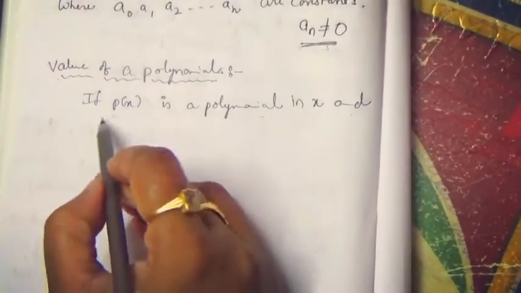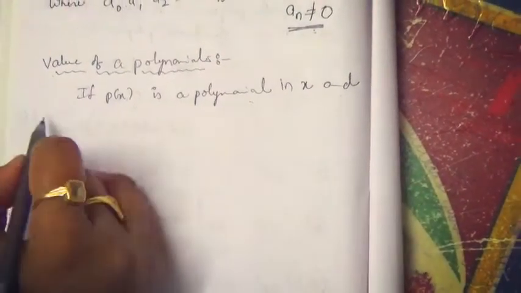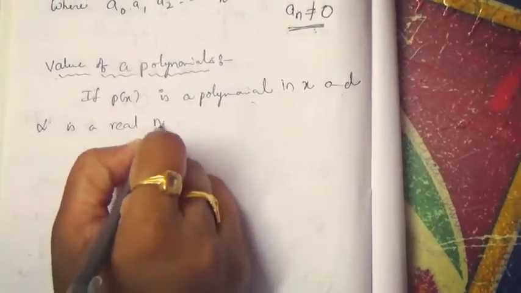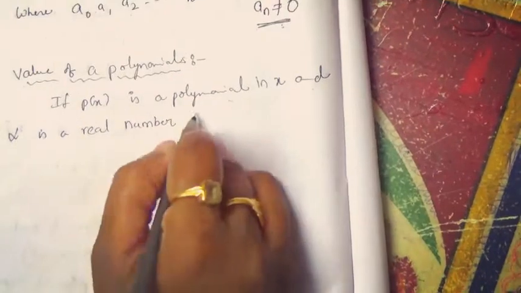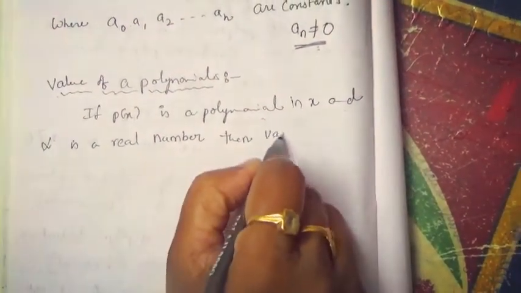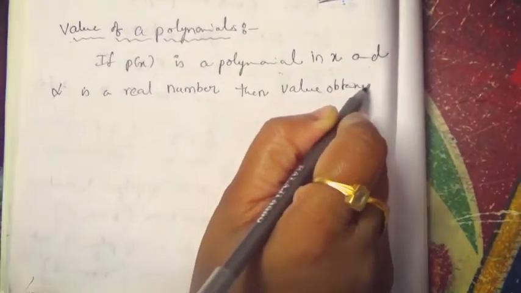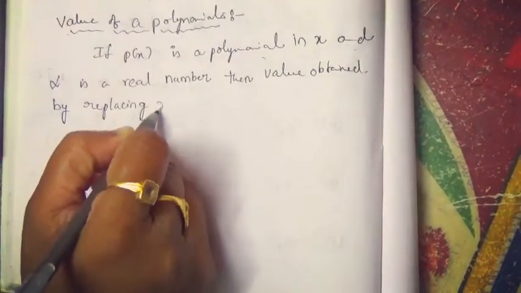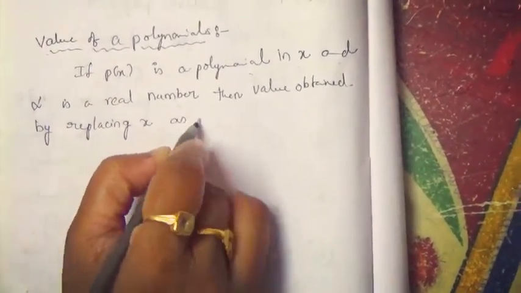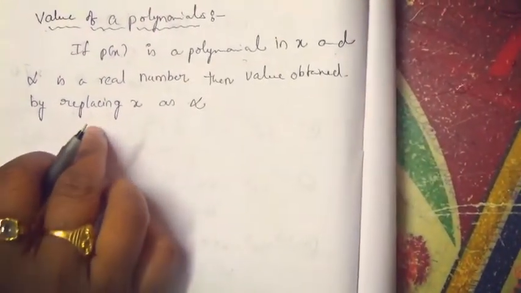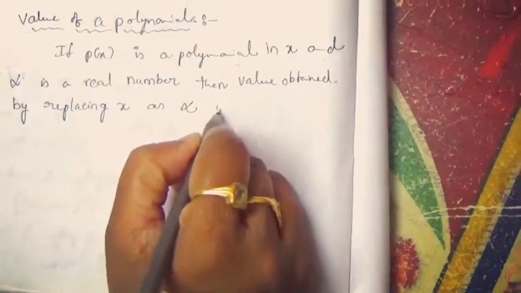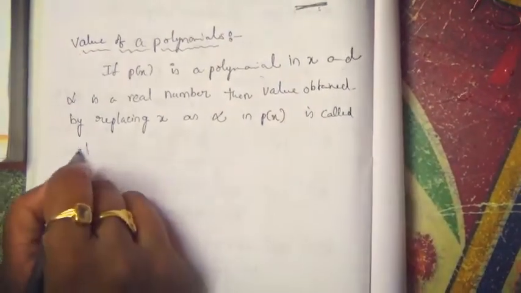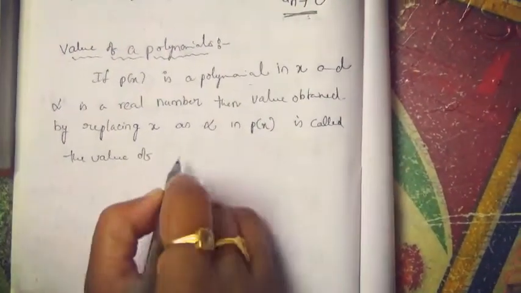Value of the polynomial means, if p of x is a polynomial in x and alpha is a real number, then the value obtained by replacing x as alpha in p of x is called the value of a polynomial.